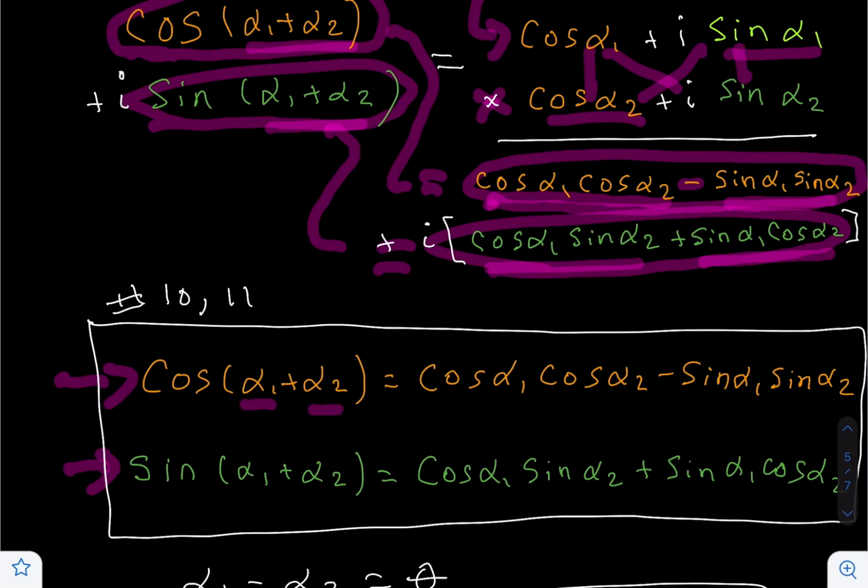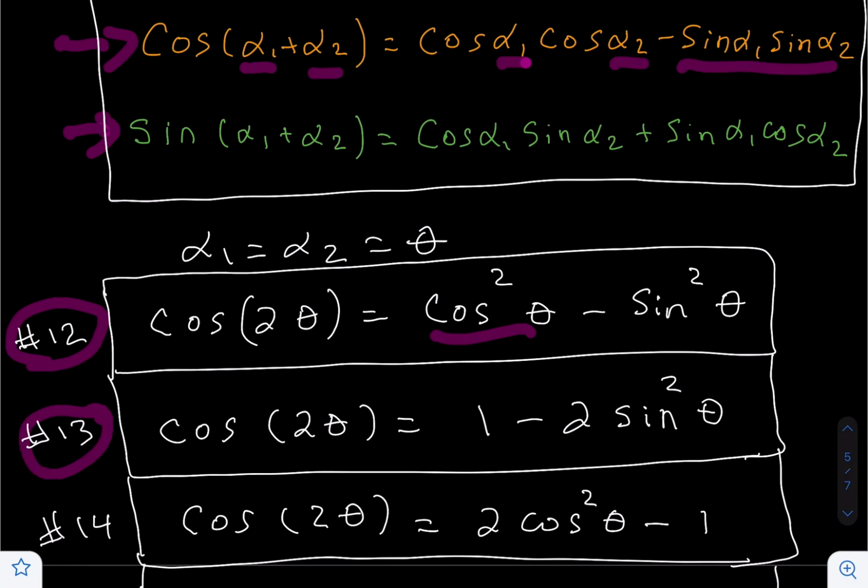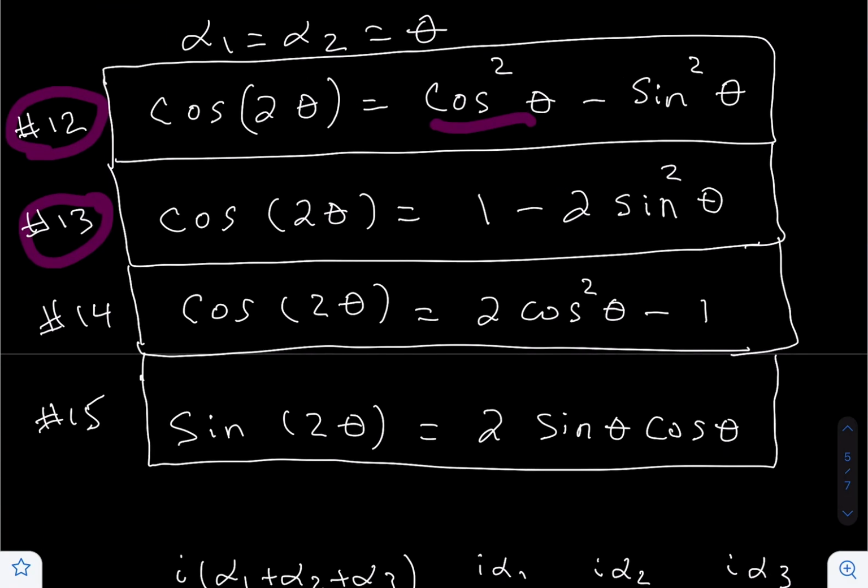So what if the two angles are the same? If the two angles alpha 1, alpha 2 are theta, then you would have the cosine of alpha 1 plus alpha 2, so you would have cosine of 2 theta. These two are the same, and therefore you have the cosine squared minus the sine squared. So you're getting identity number 12. And then you can use the first one we had, the Pythagorean one, and substitute, for example, cosine squared for 1 minus sine squared, and then you get that one, number 13. And again, same thing with 14.